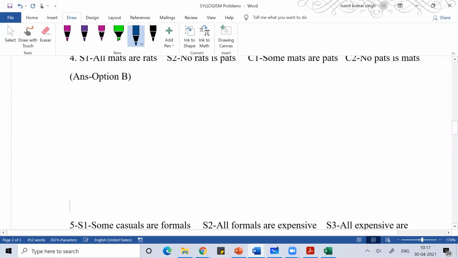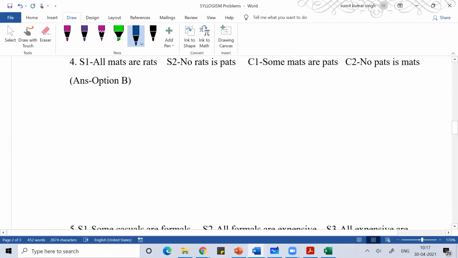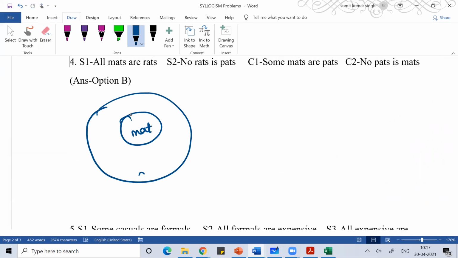Then statement one you can read here. Statement one is all mats are rats. All mats are rat. No rat is fat. Conclusion one: some mats are fats.